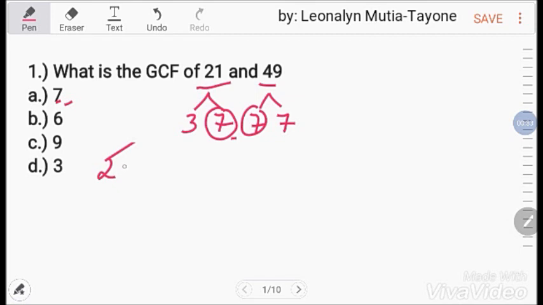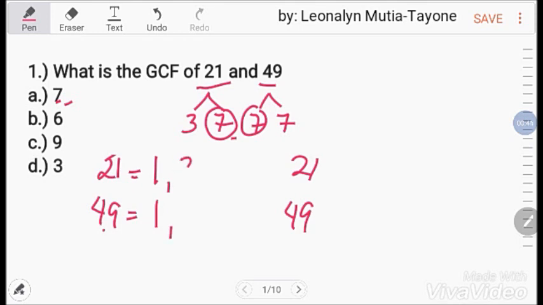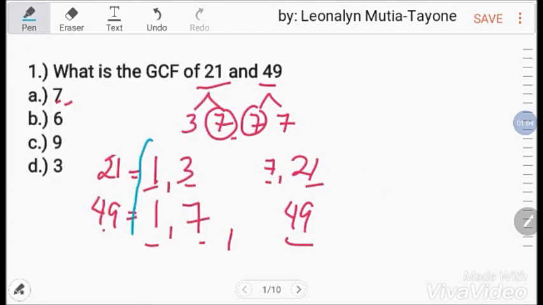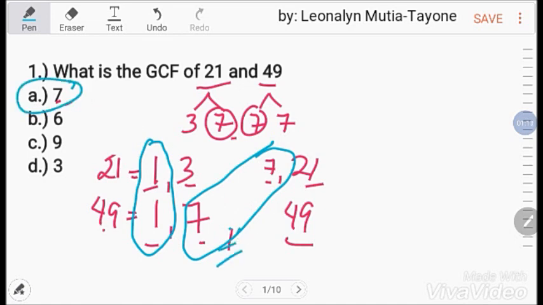Another way, yung i-list down mo lahat ng factors niya. 1, 21, 1, 49, kasi 1 times 49, 49. Mga factors siya. Next, 3, 7. Ano pang meron dito? Yan lang. Ito naman is 7. So, bali, mga factors dito sa 49, 1, 7, 49 lang. Mga factors ni 21 ay 1, 3, 7, 21. Alin dyan ang highest? Ito yung mga common factor niya. So, ang highest niya ay 7, greatest common factor. So, the answer is letter A.